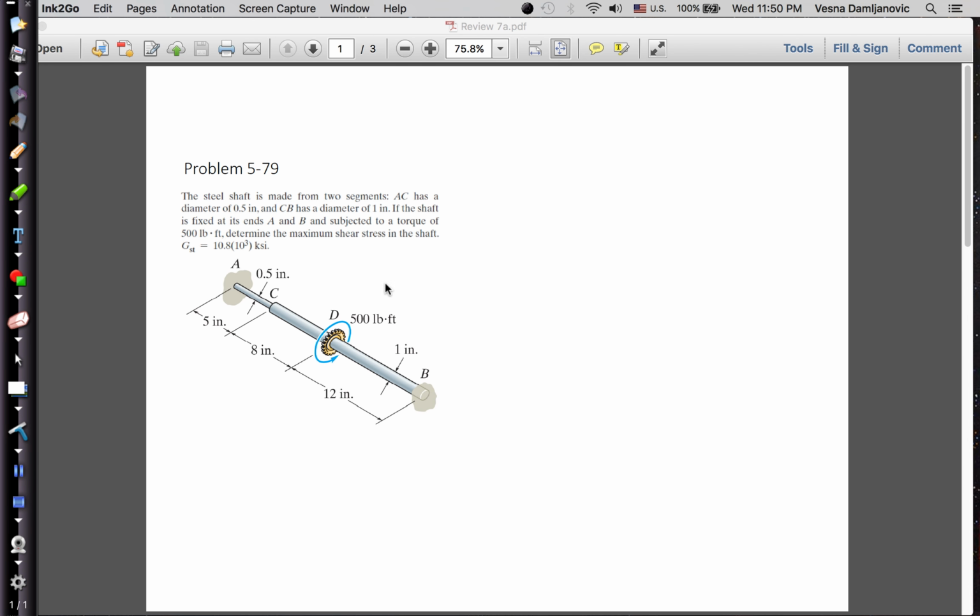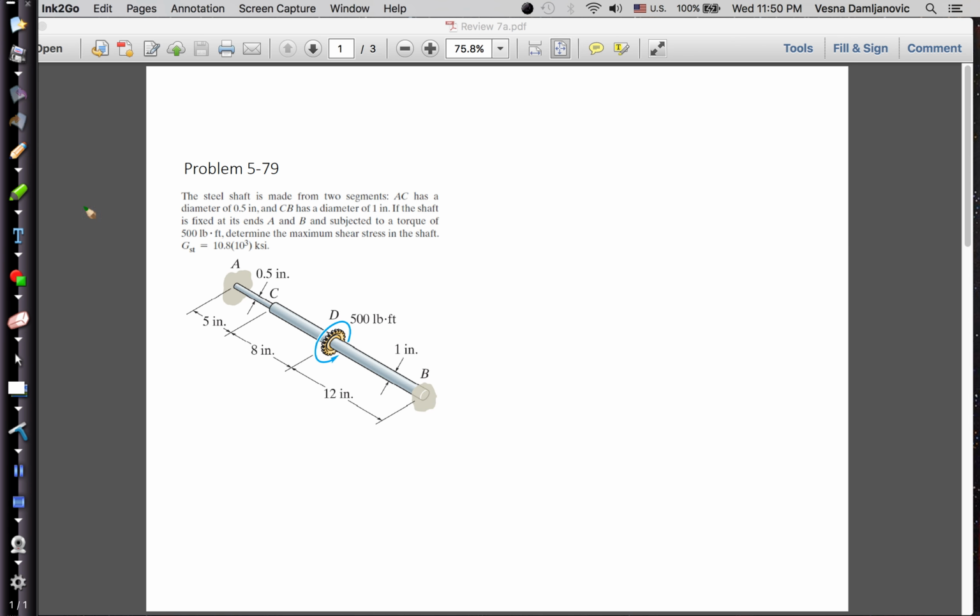Okay, guys, we're doing the first section of the first part of 3 parts of Review 7, which is the review problems for the third exam. Okay, so let's look at this problem here. Today we're going to do just the 3 problems in statically indeterminate torque-loaded members. And you will remember that we did statically indeterminate axially loaded members, and it's very similar, okay?